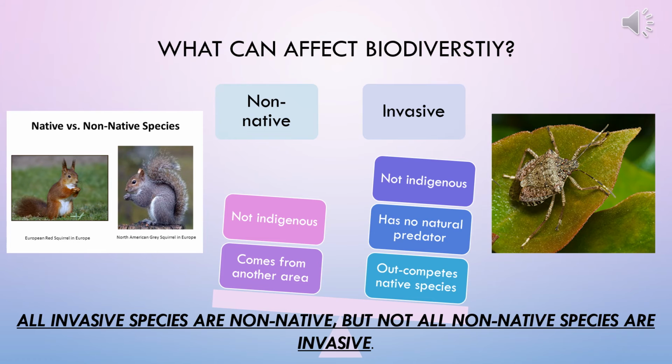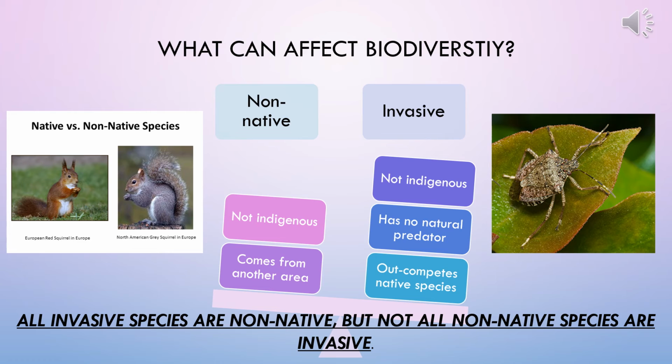I mentioned non-native species. What are those? Non-native species are organisms that are found in areas that are not their natural habitat. They are not indigenous. An example of a non-native species would be, if you look on the left of your PowerPoint here, you'll see a European red squirrel found in Europe. You'll also see a gray squirrel that is commonly found in the United States. However, the picture of the gray squirrel that you see was not taken in North America. It was taken in Europe. The gray American squirrel is a non-native species in Europe. However, it is not considered invasive.